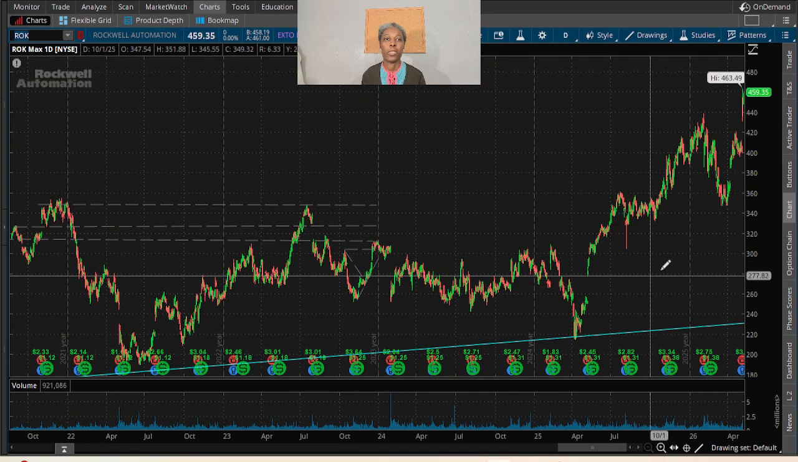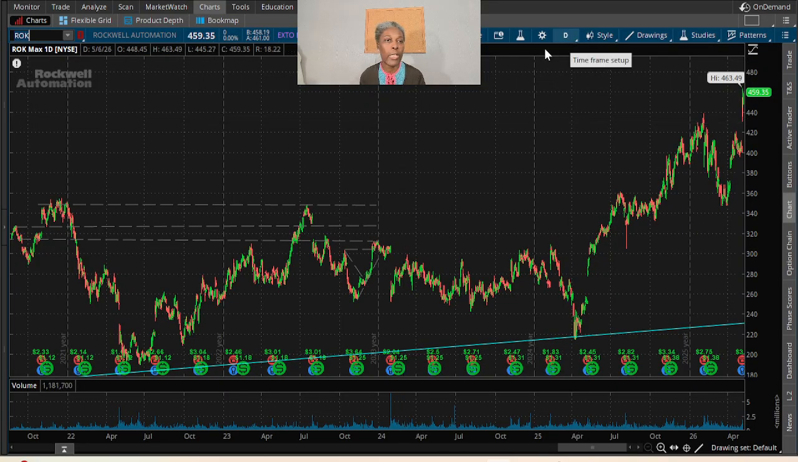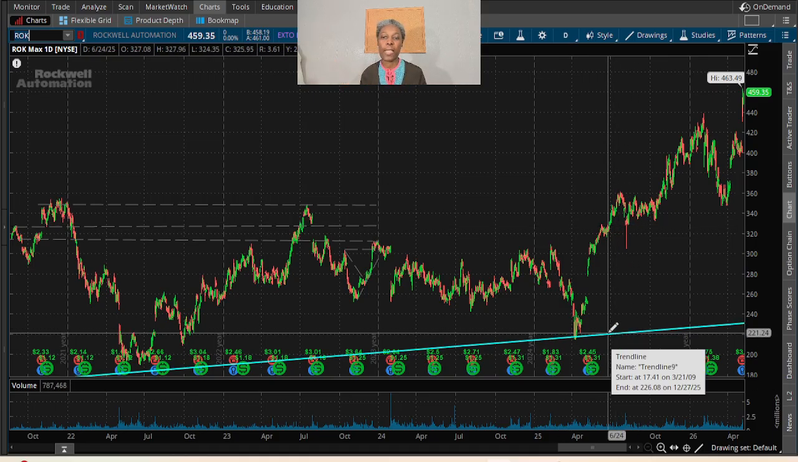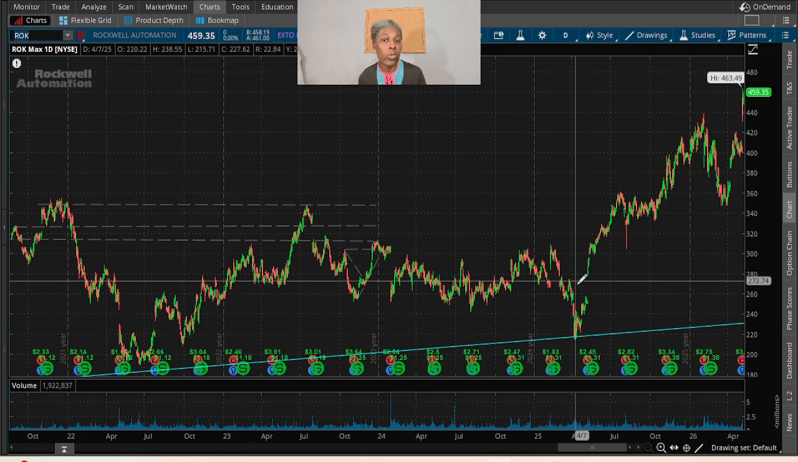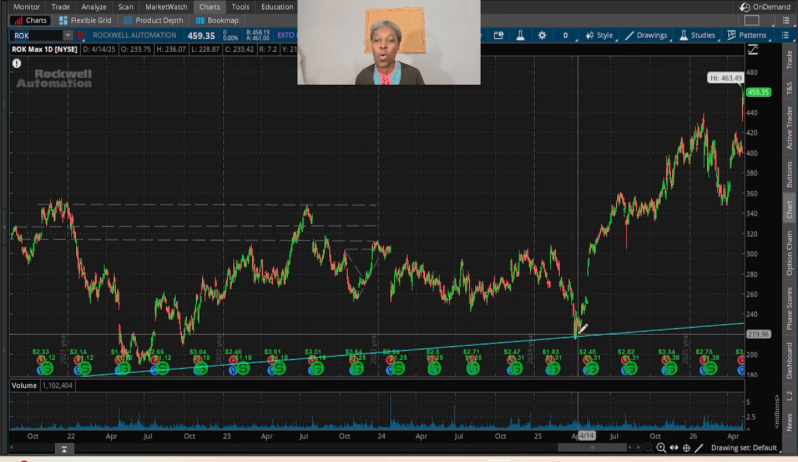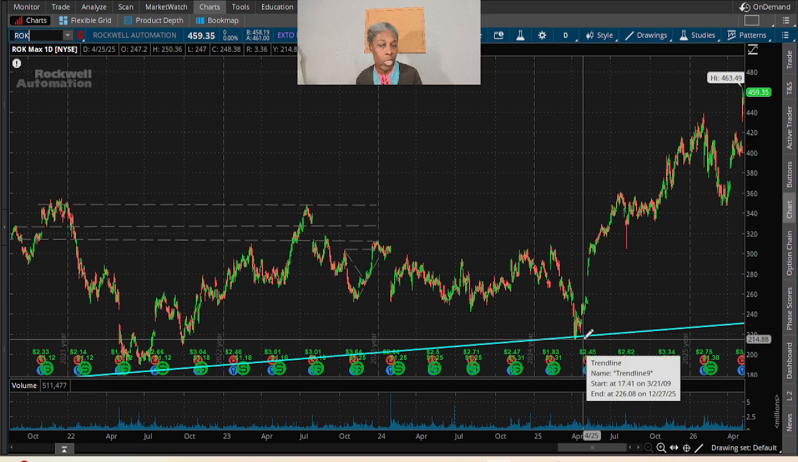So we have the Thinkorswim platform, and we have the maximum daily chart here for ROK. I'm trying to buy at the support line. Since the support line is at the bottom of the chart, it's not a trend continuation I'm looking for there, because if there is a trend continuation, it's going to be a downtrend continuation. So I'm not really looking for a trend continuation.